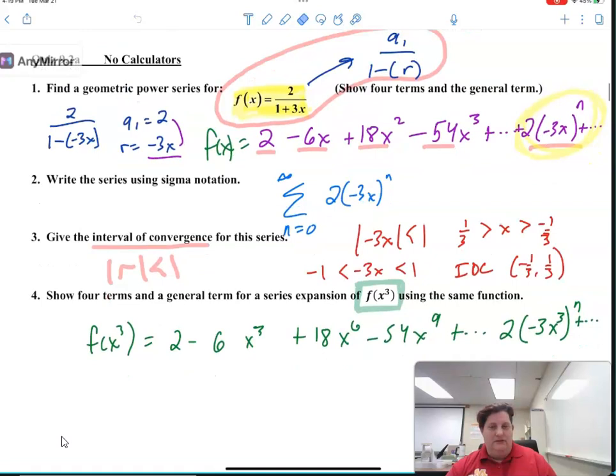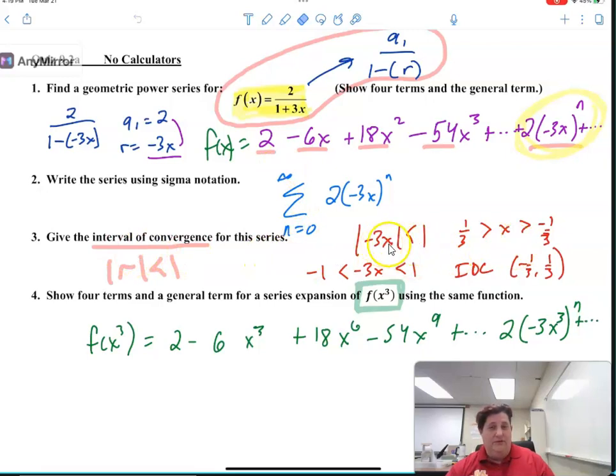Now, 9.2 was a little more tricky. We talked about how if you're trying to make a power series for this, we can use a1 over 1 minus r. So a1 would be 2, r would be negative 3. We multiply that out. Write it using sigma notation. Sigma notation is pretty simple, guys. You just take this to the n power and write it n equals 0 to infinity.